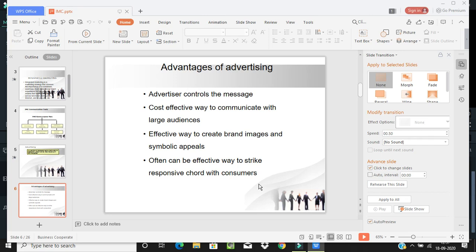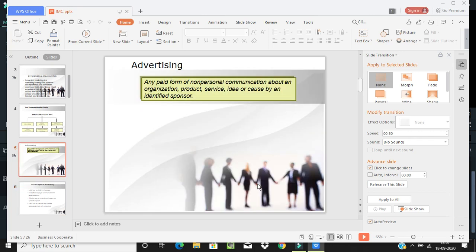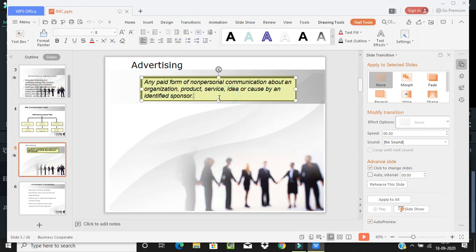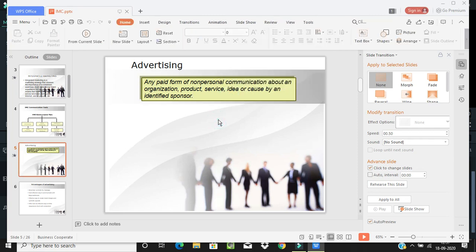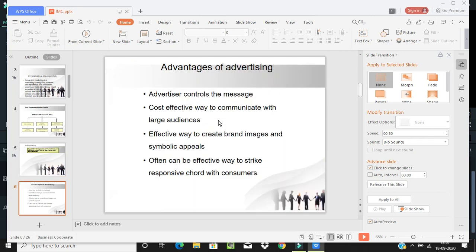See, first, what do we mean by advertisement? We have to understand. Advertisement is any paid form of non-personal communication about an organization, product, service, or idea by an identified sponsor.